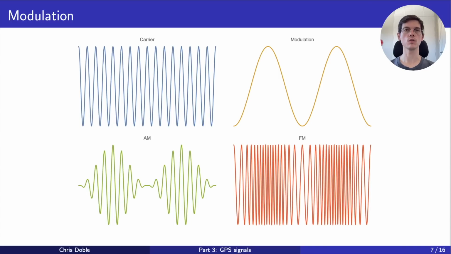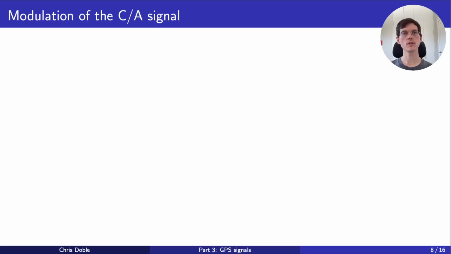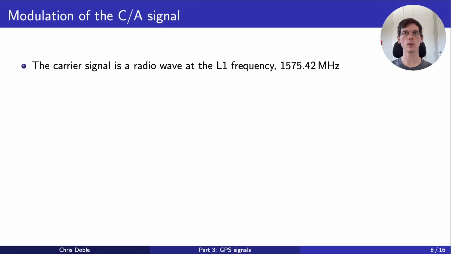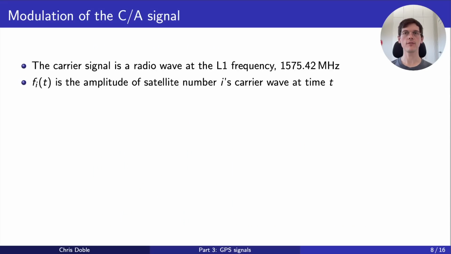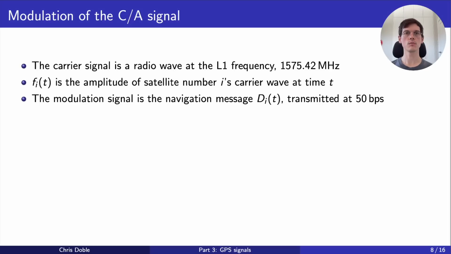Both of these techniques are often used to broadcast music. The frequency range for music is around 20 Hz to 20 kHz, but the frequency range for FM radio stations is around 90 to 110 MHz, which is thousands of times greater than the frequency of music. This is an example of a lower frequency signal, the music, being modulated onto a higher frequency signal, the radio wave. In the case of the CA signal, the carrier is a radio wave at the L1 frequency. We'll use the term F_i(t) to represent the amplitude of satellite number i's carrier wave at time t. The modulation signal is the navigation message, d_i(t), which is transmitted at 50 bits per second.